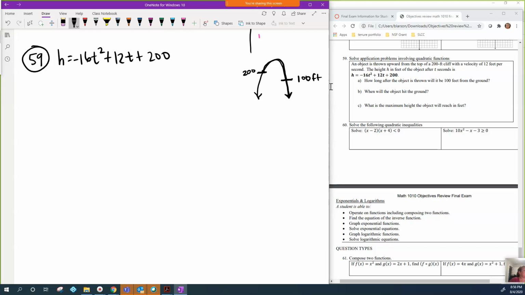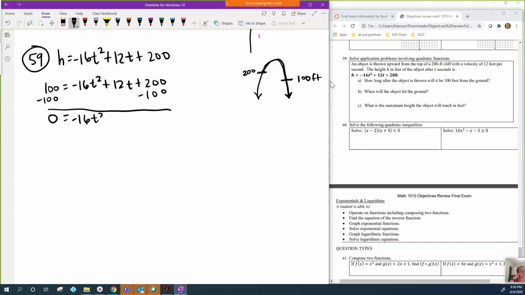Well, it gives you the height, so you're going to put that 100 in place of h, and then you're solving it from here. And so we need to get everything over to one side and put it equal to 0. And then from here, you're going to want to use the quadratic formula. It should be 100. Try to subtract that. All right, so I'm going to know that my A is negative 16, my B is 12, and my C is 100. And I'm going to use the quadratic formula.